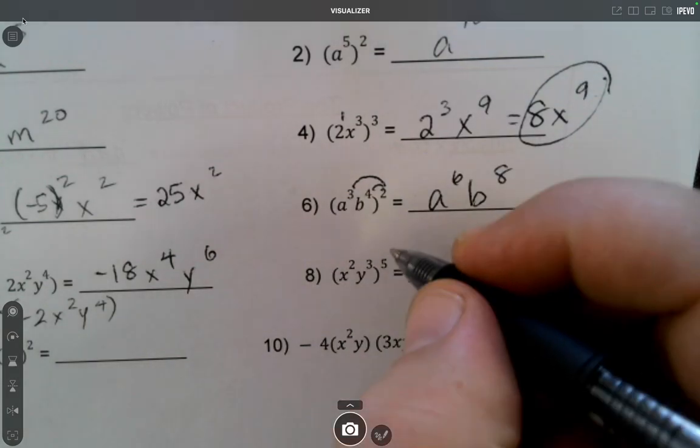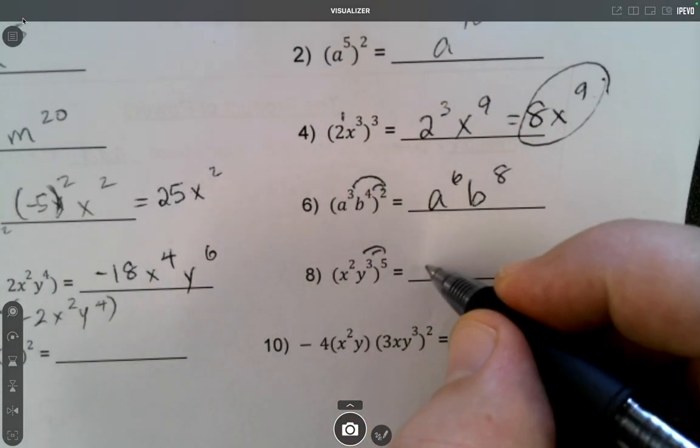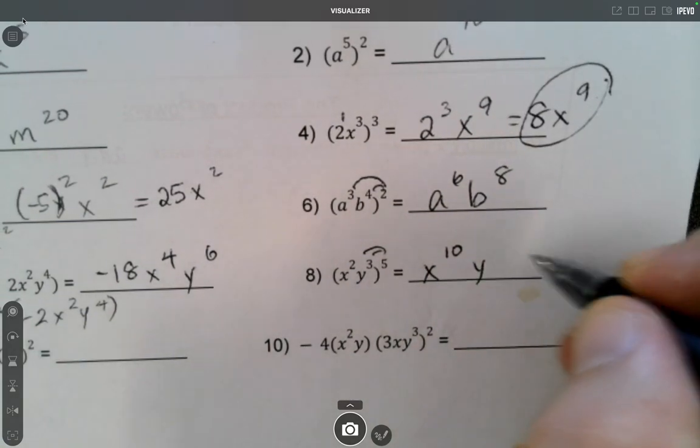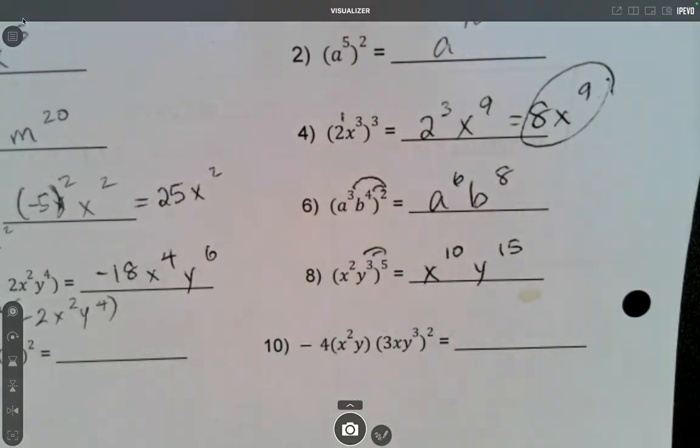Number 8, we need to apply this 5 to both of these. 2 times 5 is 10. Y times 3 is 15. 3 times 5 is 15. So we get y to the 15th.